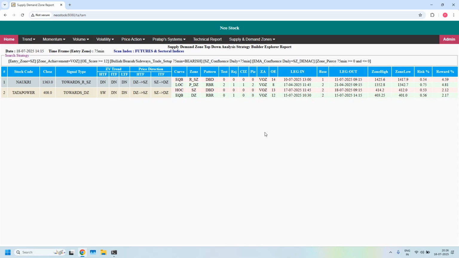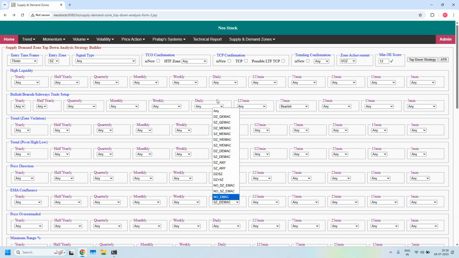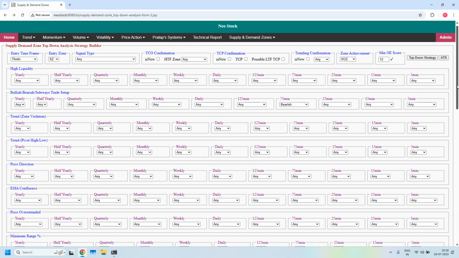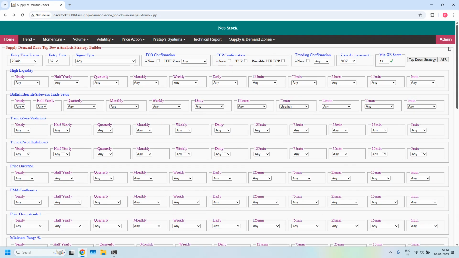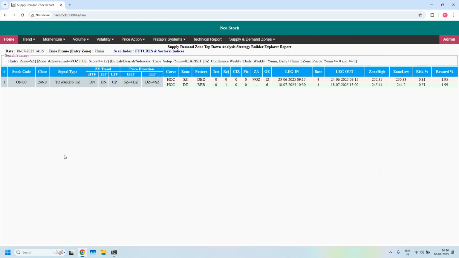Next we will look into daily, weekly and 75 minutes supply zone confluence supported stocks. Removing the EMA filter. In the supply zone confluence, 3 filters we have to set. First one is already enabled. Next 75 and weekly, daily and weekly supply zone confluence. With all the 3 filters, we got only 1 stock.